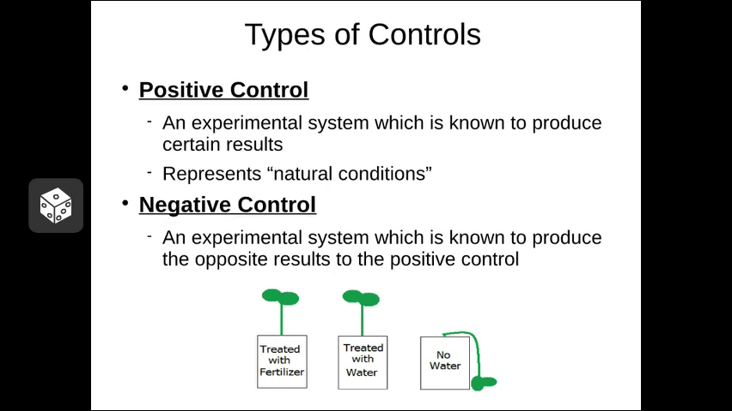But in this case, if we wanted to add a negative control, maybe we could have a plant that we gave no water to. Maybe we suspect that the water is making it grow more than the fertilizer, so we'll give this guy no water and see what happens, and there's my prediction about what it will probably look like. That's a negative control.